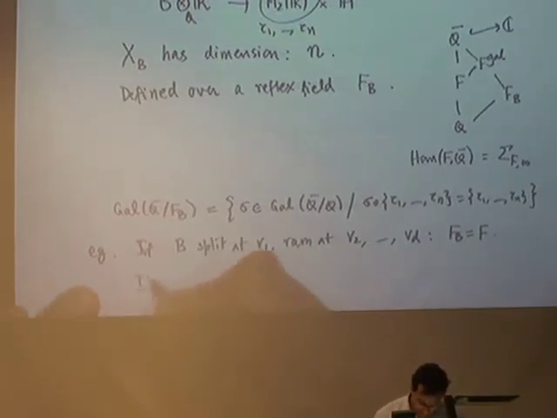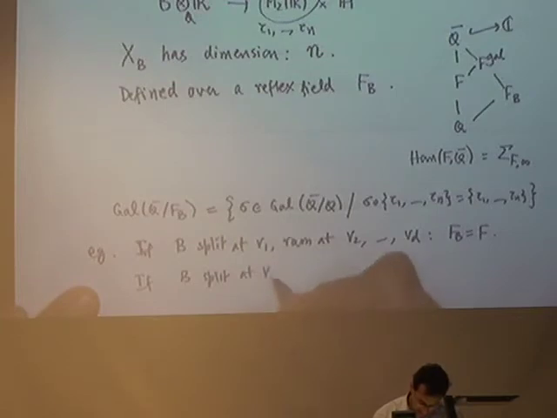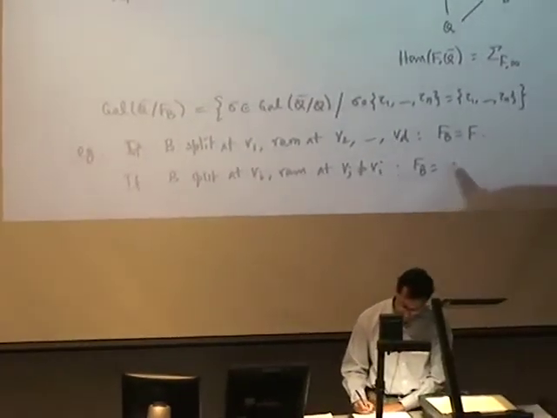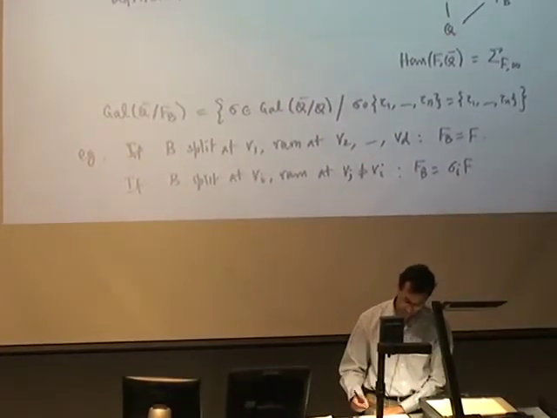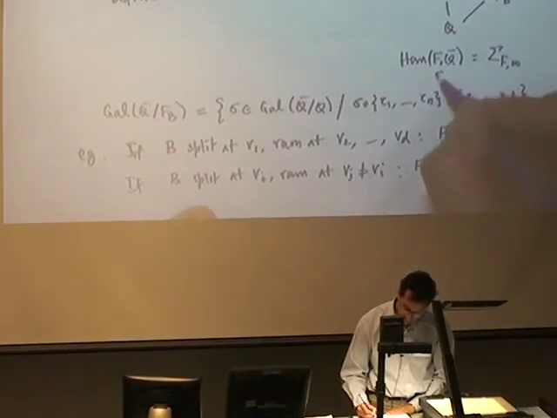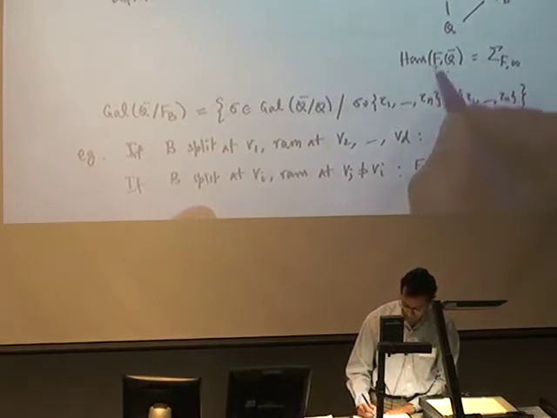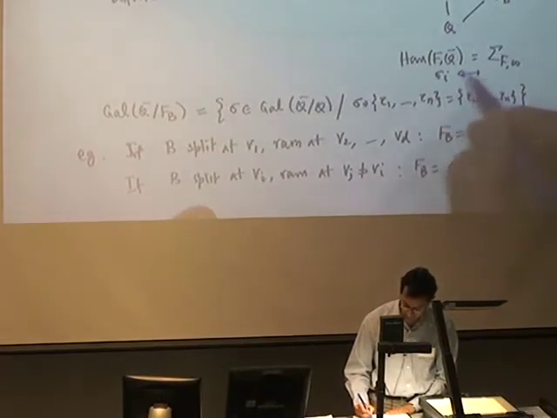If B were split at some Vi and then ramified at all Vj which are not Vi, then F_B would exactly be sigma_i F, where sigma_i is the embedding of F in Q bar that corresponds to this place, which I've called Vi.